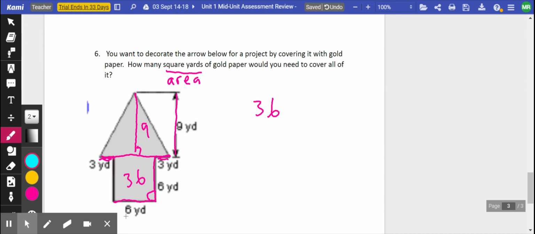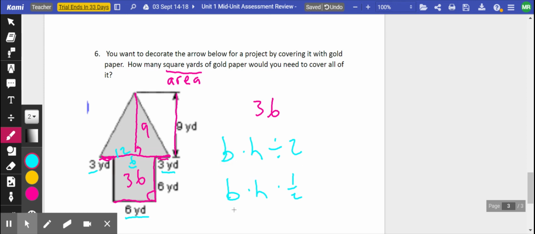Since the bottom shape is a rectangle, we know opposite sides are equal in length, which means that side of the rectangle is also equal in length. So we have 3 plus 6 plus 3 is 12. The base of the triangle is going to be 12 yards. So for the triangle, again, we have base times height cut in half, or base times height times a half, or divided by 2, and multiplying by a half does the same thing to a number.